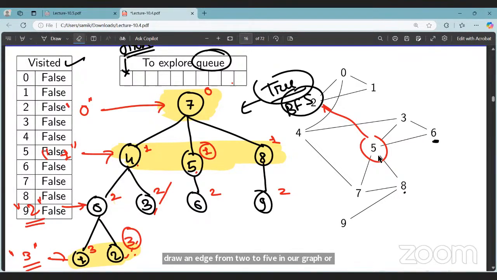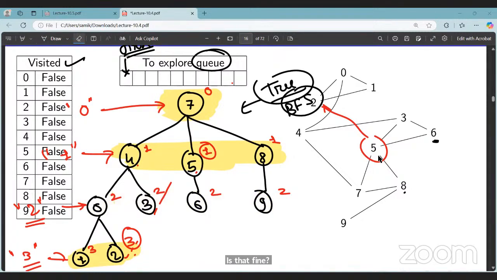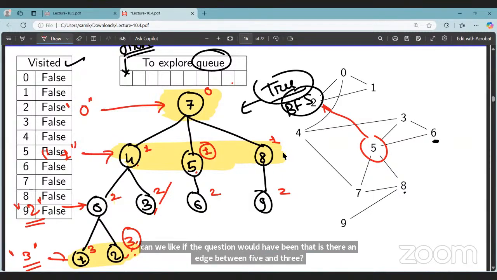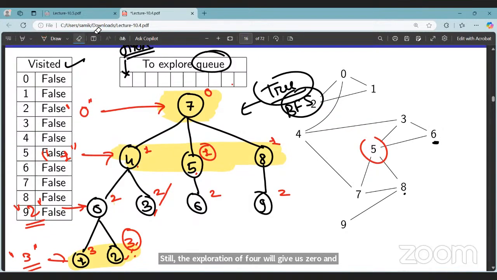Ma'am, if the question had been whether there is an edge between 5 and 3, then it is possible, right? Because if there is an edge between 5 and 3, the exploration of 4 will still give us 0 and 3. So suppose you just make an edge in our graph. Okay, so yes, there is an edge between 5 and 3 here.